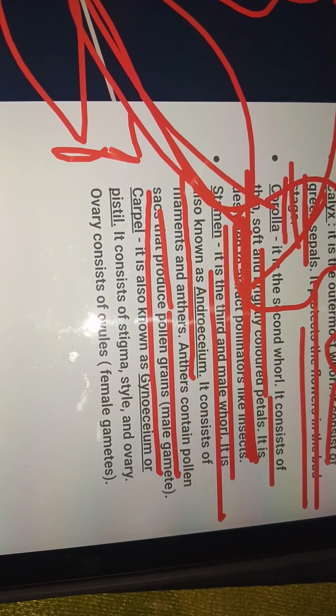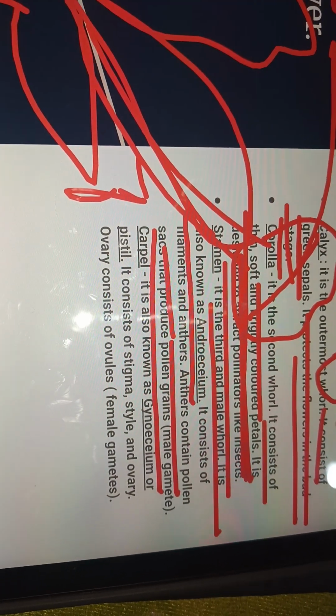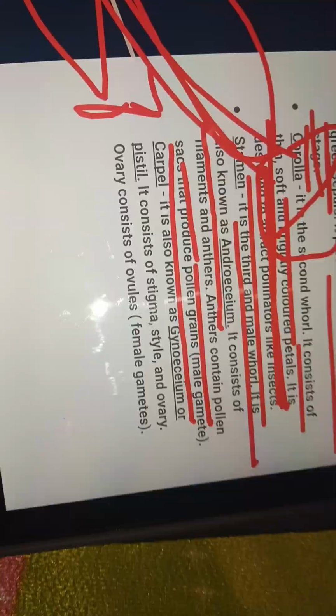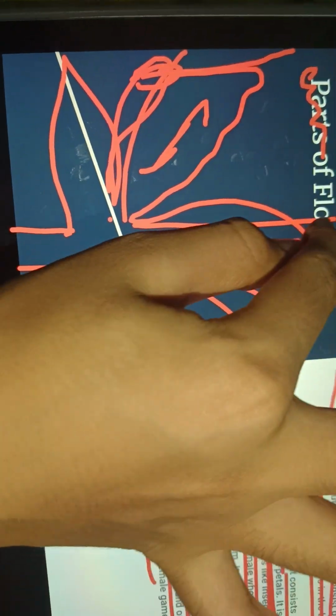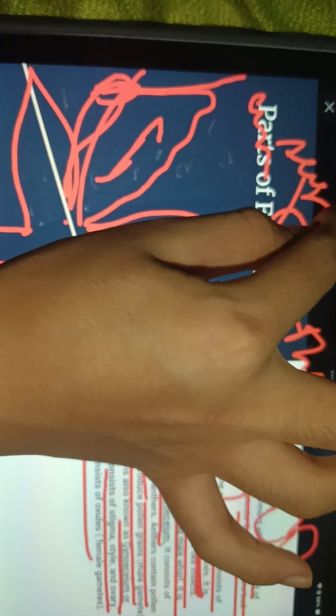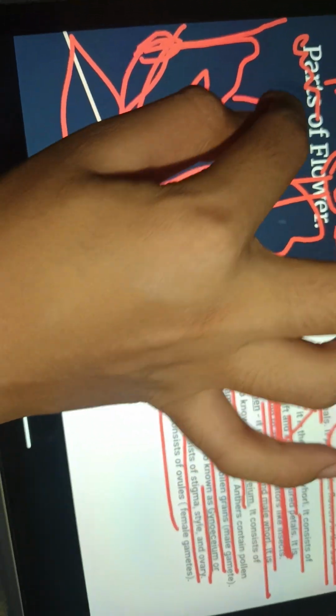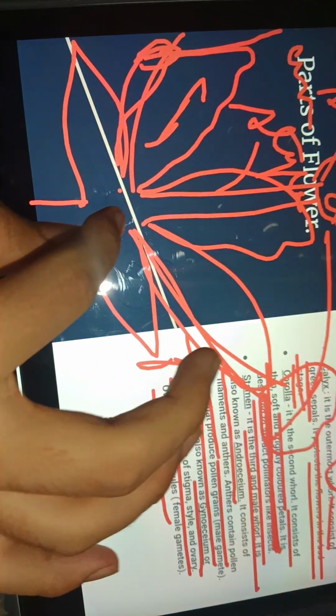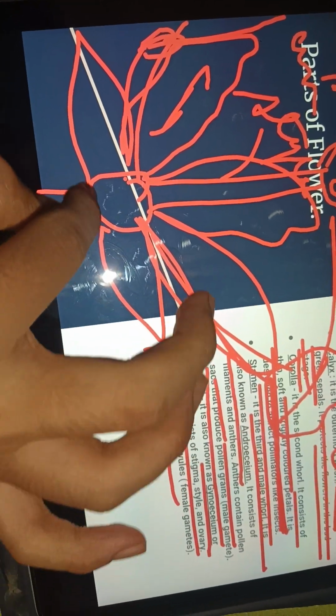Then carpel. It is also known as gynoecium or pistil. It is the fourth one. It consists of stigma, style, and ovary. Ovary consists of ovules. I hope I could make it over here. So this is the stigma. This is the style. This is the thalamus.